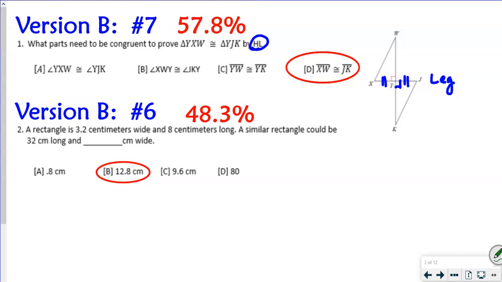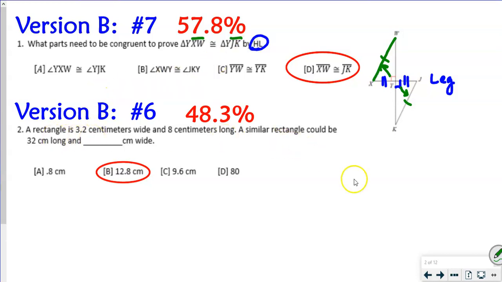Remember, the hypotenuse is opposite the right angle. So this is the side that we need, okay? And that is side XW. Let's see where XW maps to. XW maps to what? JK. See that right there? Which is why the answer is XW is congruent to JK.